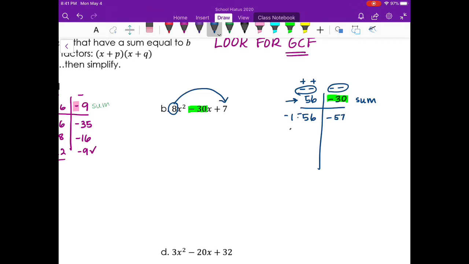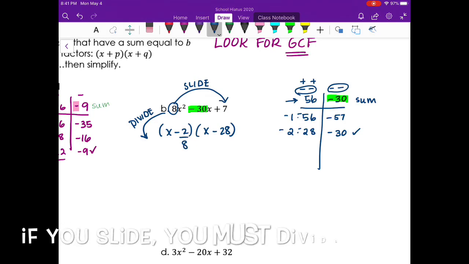So then we'll move on to 2. Just do 56 divided by 2 in your calculator if you can't do it in your head quickly. 2 times 28 is 56, make them both negative, and they add up to negative 30. So that's our goal. So then we'll write the factors, x minus 2 and x minus 28, and we did the slide step, so now we must divide.